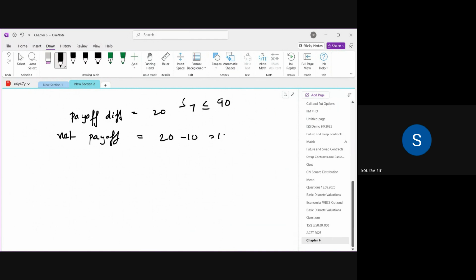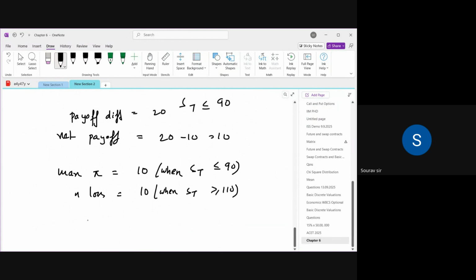So what is the net payoff? 20 minus 10, 10. Again here, maximum profit is 10 when ST is less than or equal to 90. Maximum loss is 10 when ST is greater than or equal to 110. Break even, 110 minus 10, so that is 100. So call bull spread: maximum profit 5, maximum loss 5, BEP 95. Here 10, 10 and 100. Next.